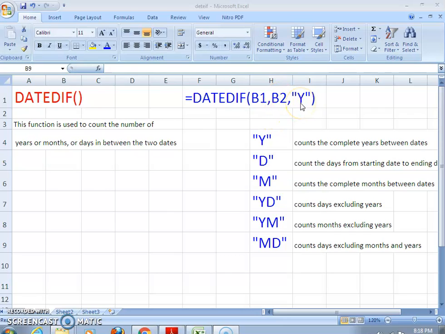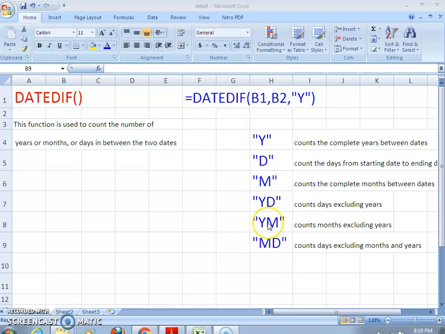The y parameter is used to count the complete years between the dates. Instead of y, if you use d, it counts the days from the starting date to the ending date, and if you use m, it counts the complete months between dates. If you use yd, two characters y and d, it counts the days excluding years. If you want to count only days, you can use yd.